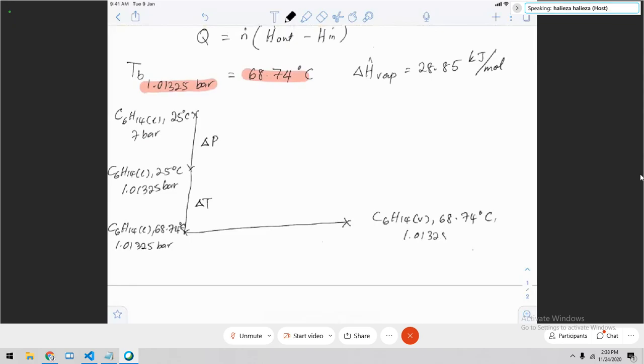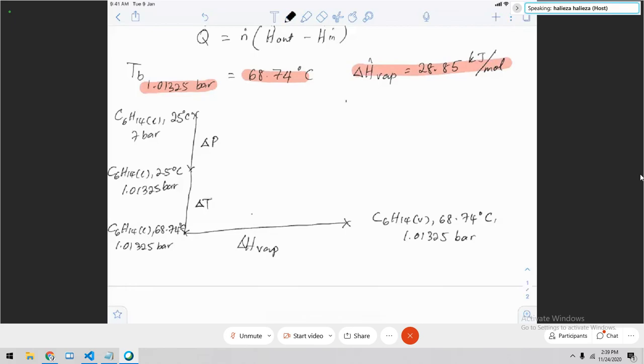Okay, so using the information that we have so far, we will know that at that boiling point, at that 1.01325 bar, you will have this as the change. Sorry, I should be using it at the bottom. That will be delta H of vaporization. Okay, next, what to do?